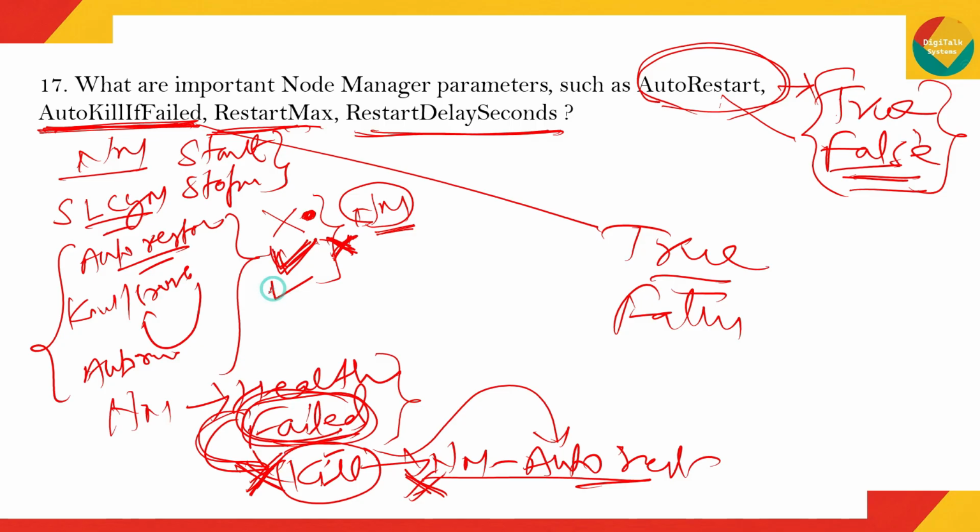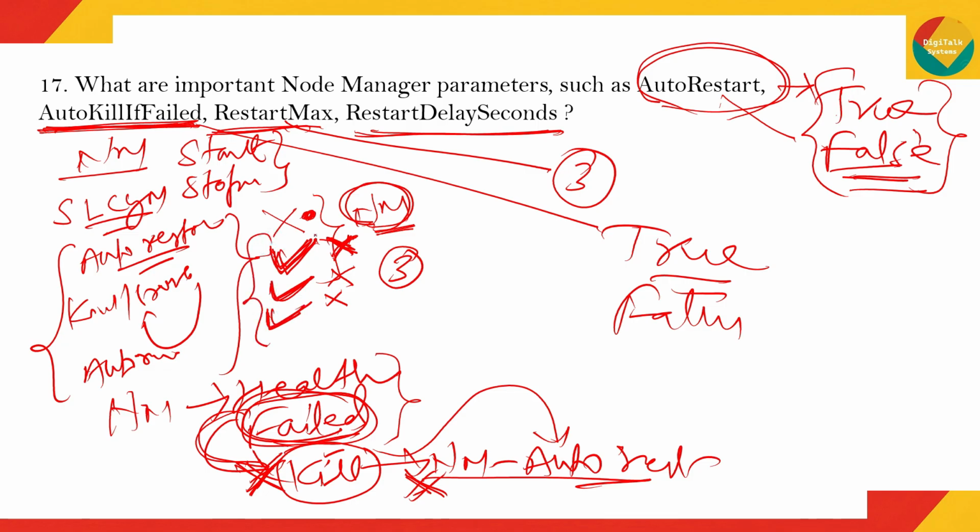So by default, it is 3. Restart max is 3 means your node manager will attempt 3 times to start the managed server. If it does not come up in the 3 attempts, after that it will not try. Okay. Restart delay seconds means the time interval or gap between the different attempts.